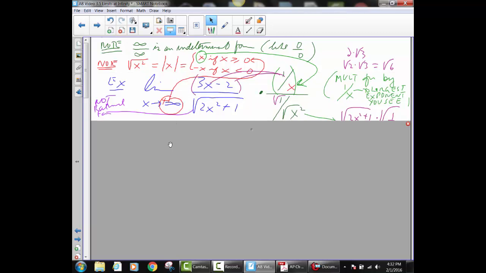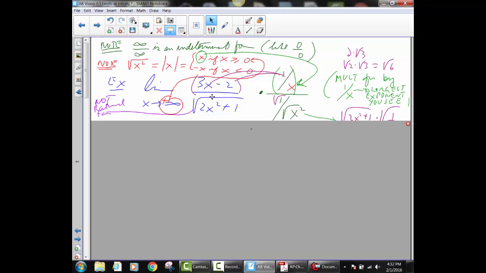Okay, so now that we've accepted that, here's a very difficult situation. This is not a rational function. It's a combination rational radical function. This square root is a big problem. Now, its limit as x goes to infinity. So I'm going to go back to that other process we talked about, which was multiplying top and bottom by 1 over x to the highest exponent we see.